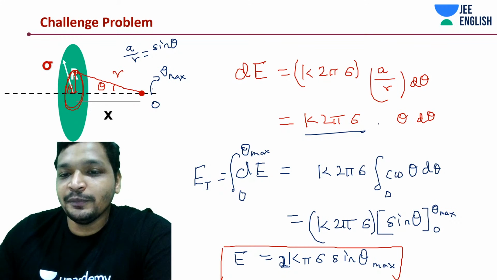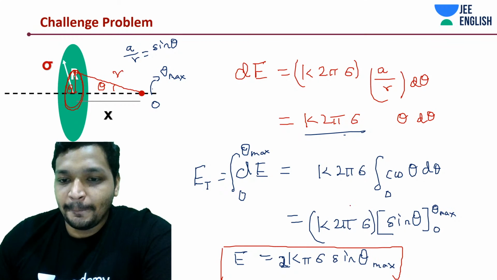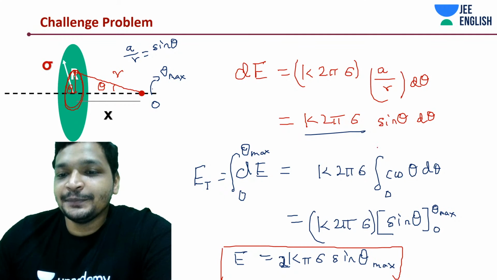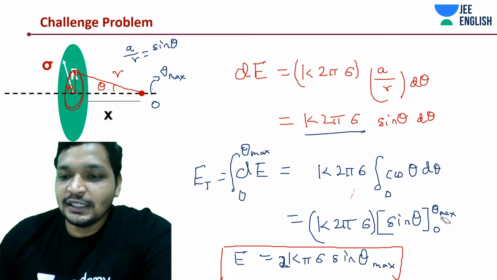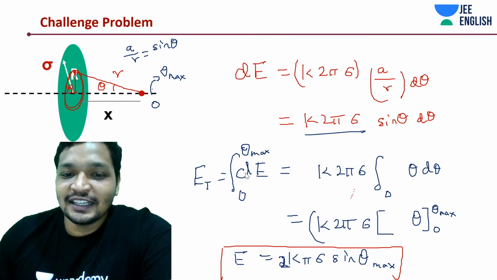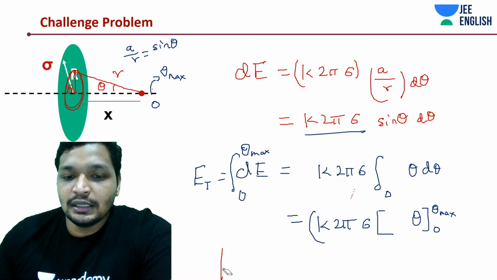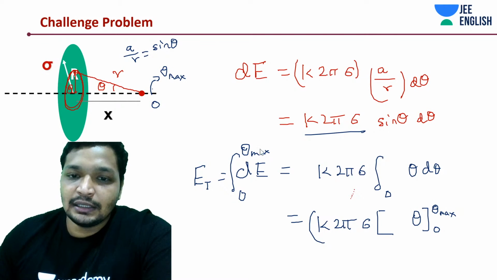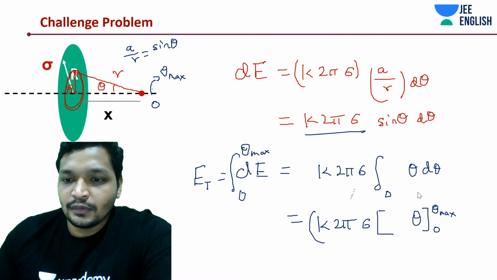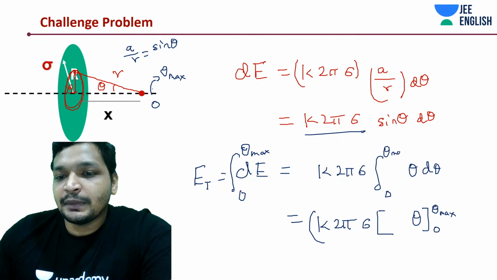This is the simplest form, and this should be sine theta. A small mistake created a huge impact, so this is also wrong. The entire thing has to be rewritten. I rewrite it. A by r is sin theta, integrated up to theta max.